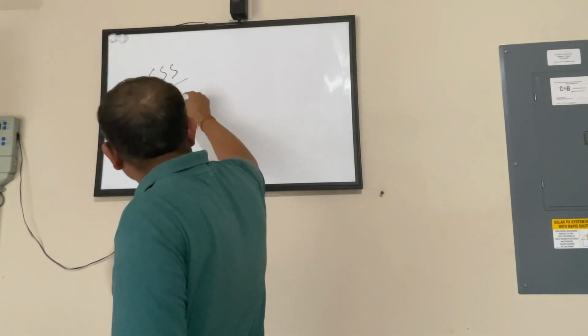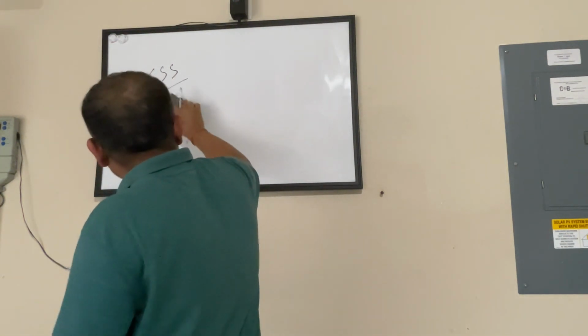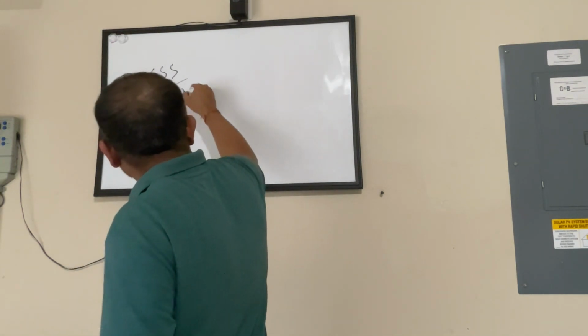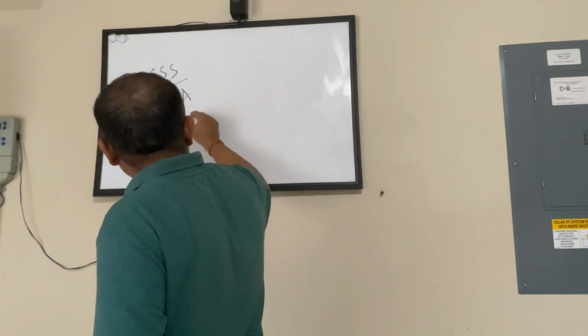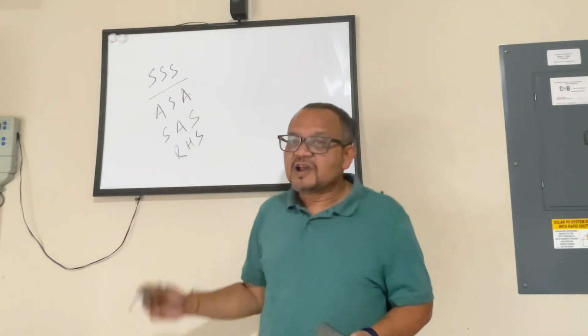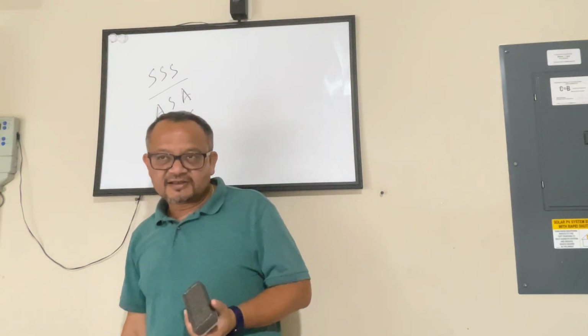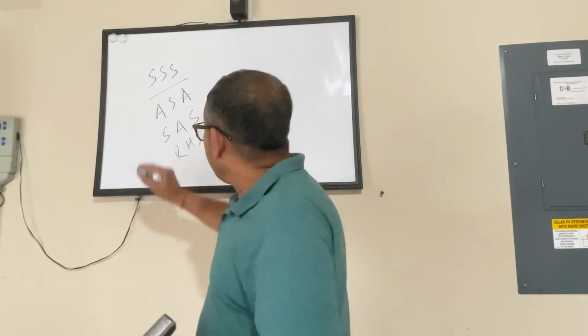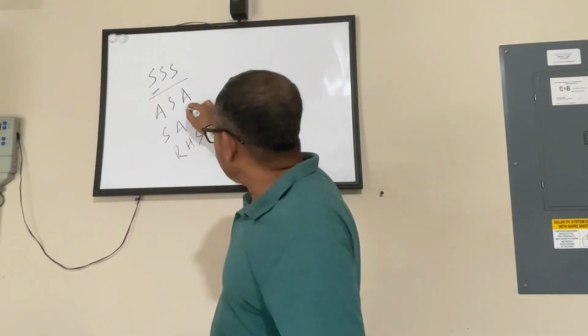So there are a couple of theorems. They are called SSS, ASA, SAS, and the other one is called RHS. These are 4 theorems for proving the congruence of triangles. Now, S stands for side, A stands for angle.